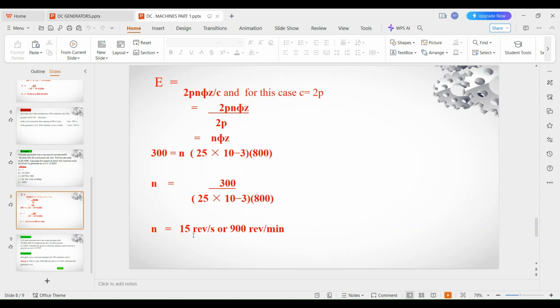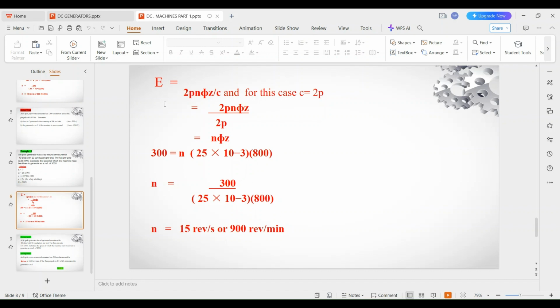And if you perform this calculation in your calculator, we shall see that N is equal to 15 revolutions per second, or 900 revolutions per minute. Is that clear?